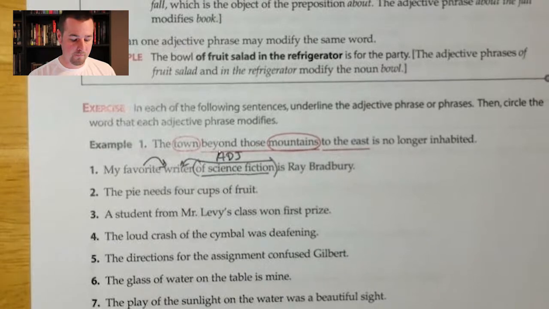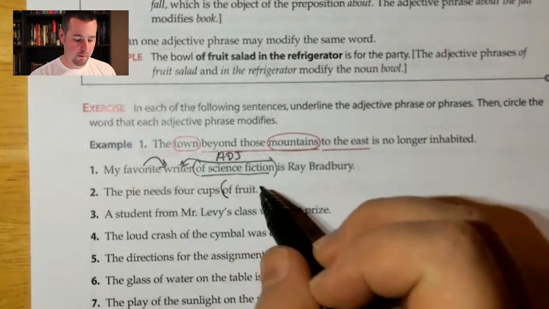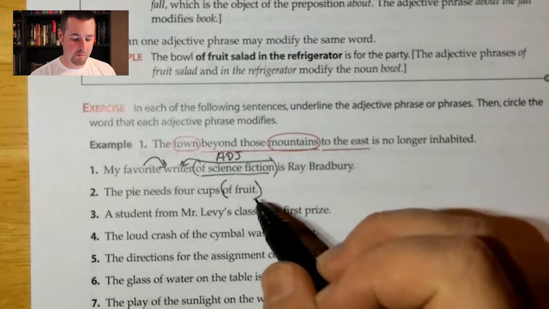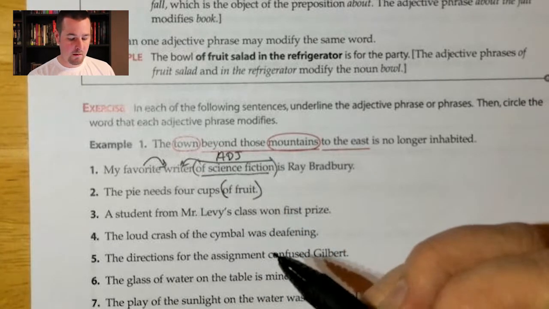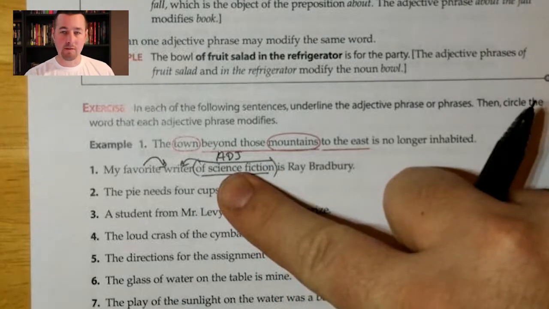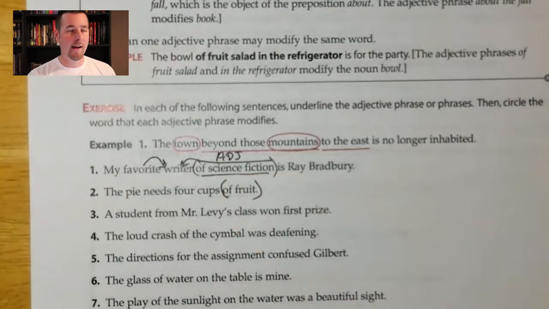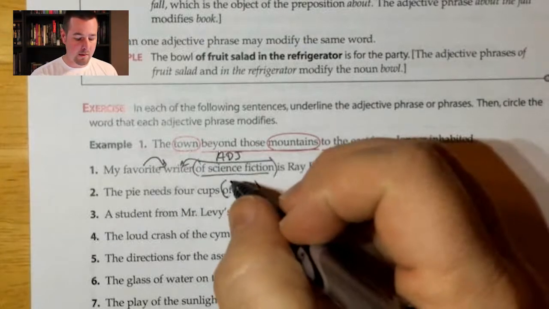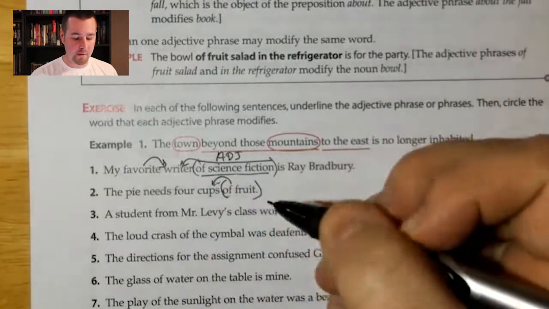Okay, number 2. The pie needs 4 cups of fruit. Well, "of" and "fruit." Of is my preposition, fruit's my OP. If I blank it out, I'm like, the pie needs 4 cups. So if I asked you, hey, go to the store because the pie needs 4 cups, would you really have any idea what to go get? Probably not. So we need more information about the cups. So you'd say, well, what kind of cups? Well, they're cups of fruit. Now you have the information that you need because "of fruit" describes the cups.